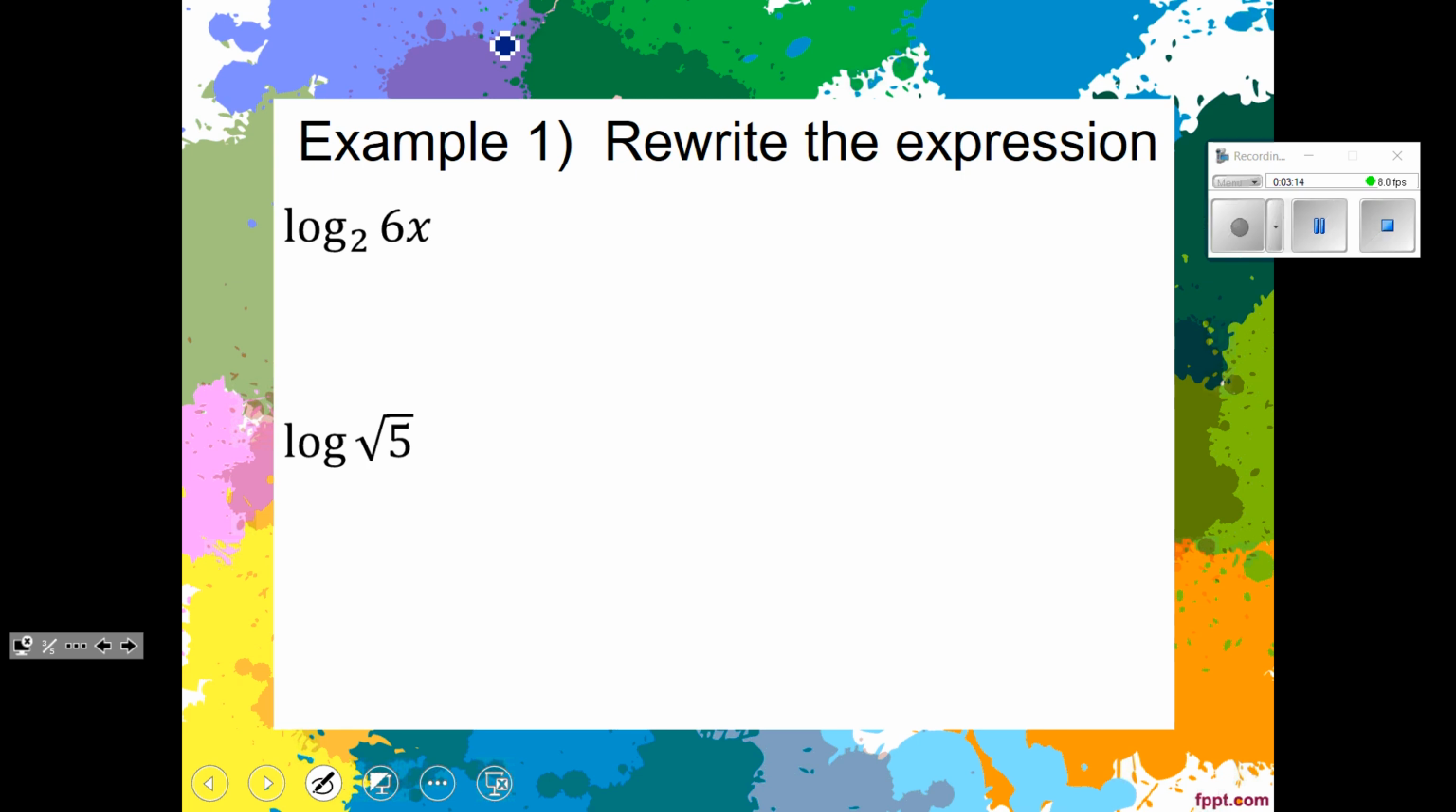So, the log base 2 of 6x. So what's happening to the 6 and the x? They're being multiplied. 6 times x is 6x. So if we wanted to separate them, we could separate them into the log base 2 of 6 plus the log base 2 of x. Any questions on that?